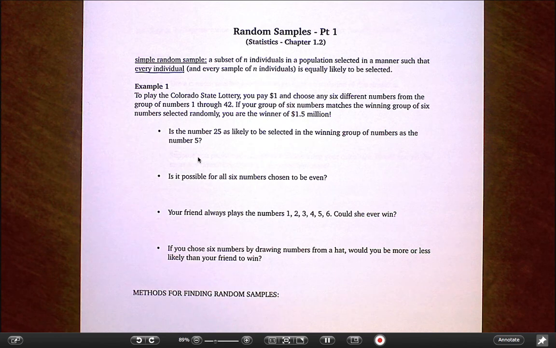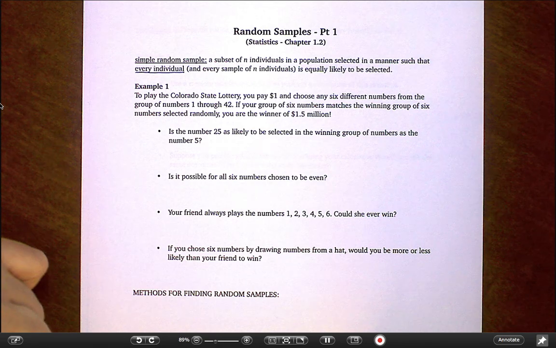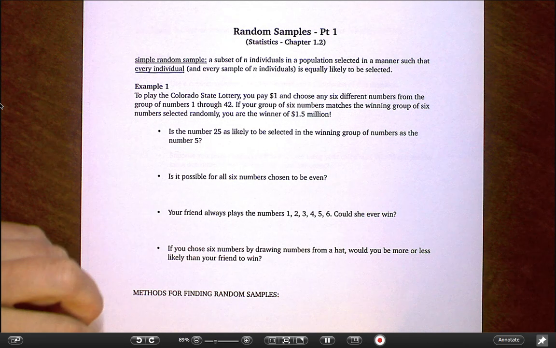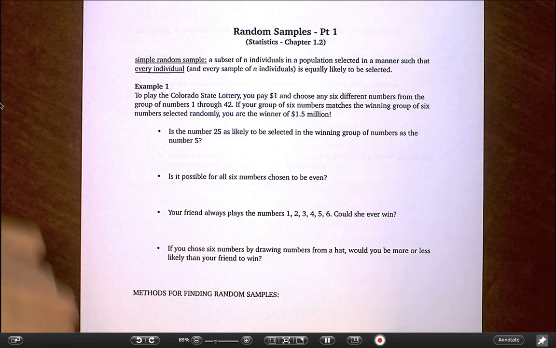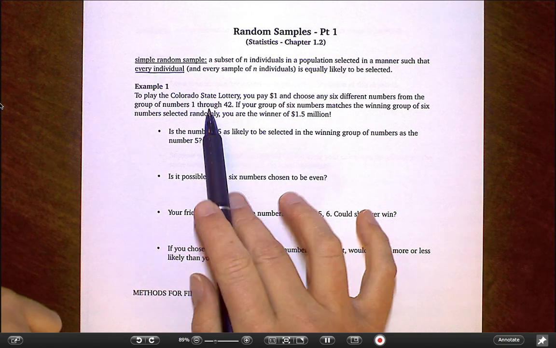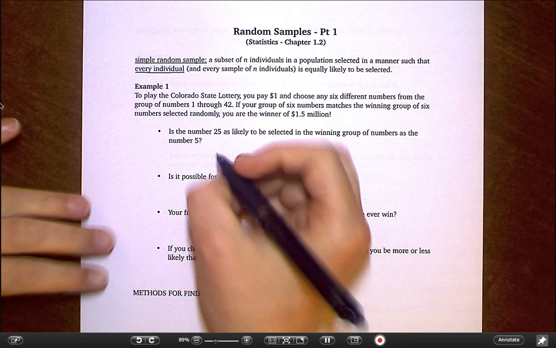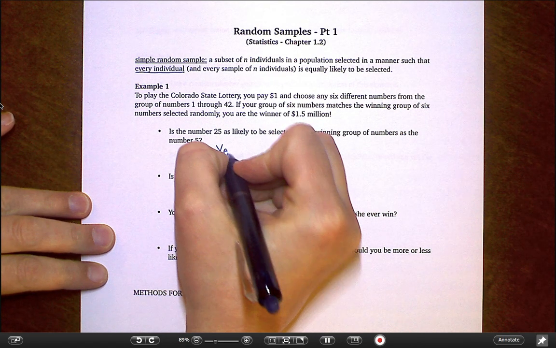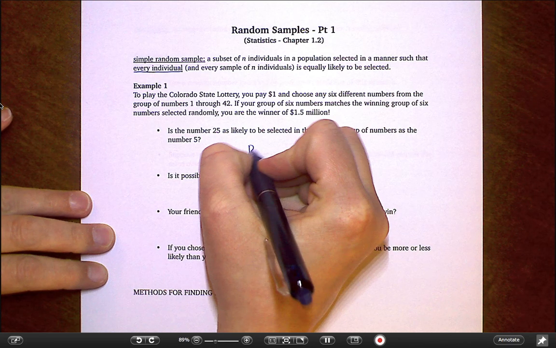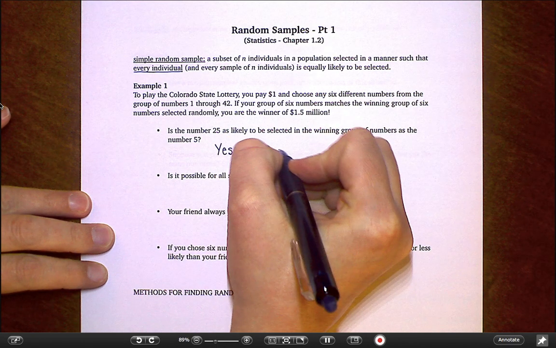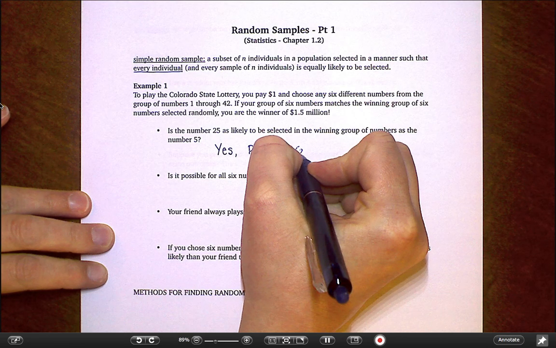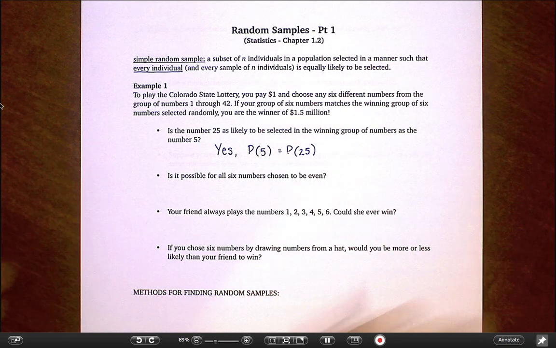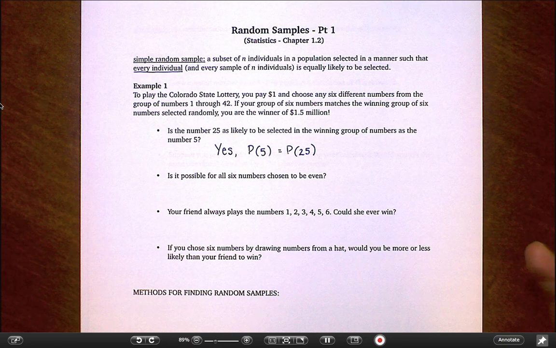Simple enough, right? So in this process, if you're thinking about the lottery and they're drawing numbered balls out of a bin, is the number 25 just as likely to be selected as part of the winning group as the number 5? Well, if each one of those has a 1 in 42 chance of being chosen, then yes. This is some probability notation here, but the probability of getting a 5 is exactly the same as the probability of getting a 25, as long as there's only one of each of those in the bin. And the way this is described, there would be.